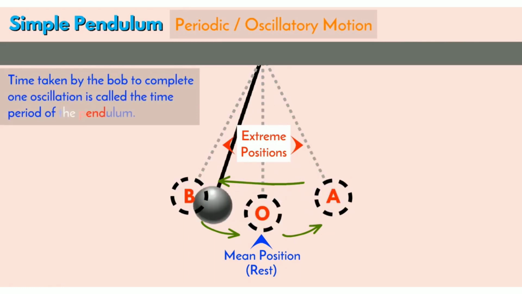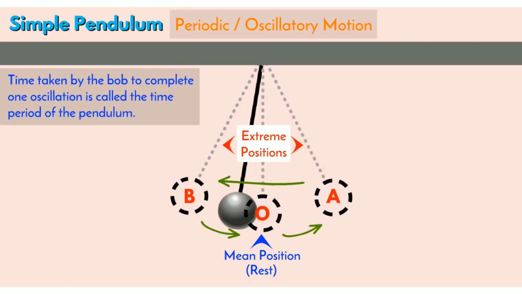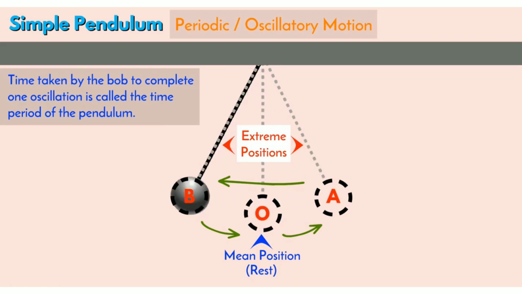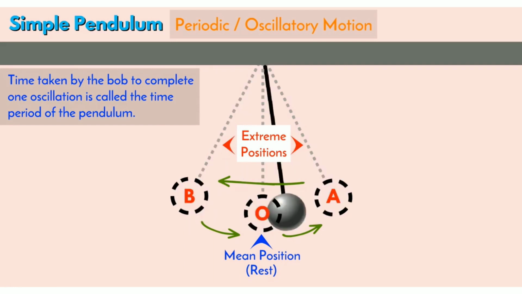We measure the time period by measuring the time required to complete an oscillation from the extreme position. It is difficult to measure the time period in one move. There is a method to measure the time period of the pendulum. Mark the mean position of the bob on the floor.